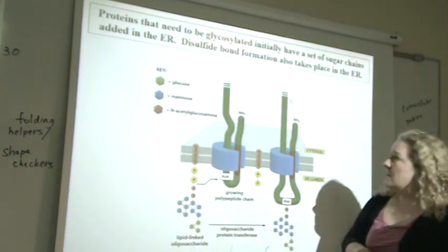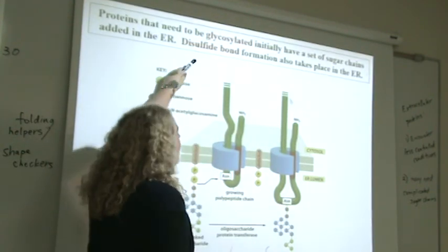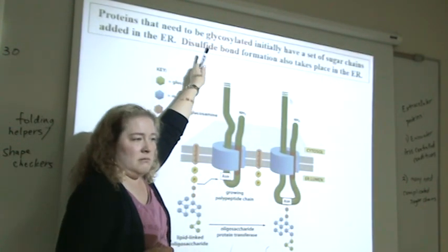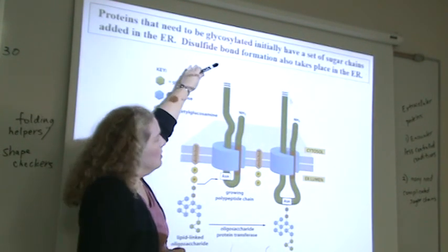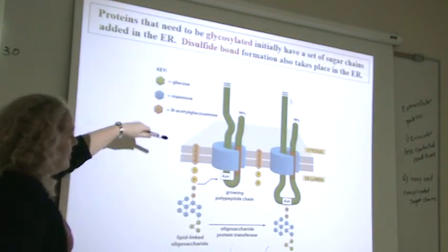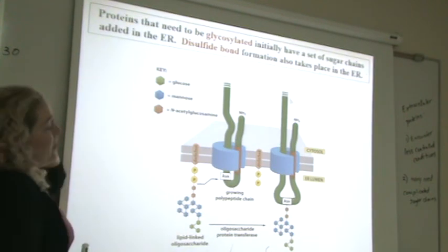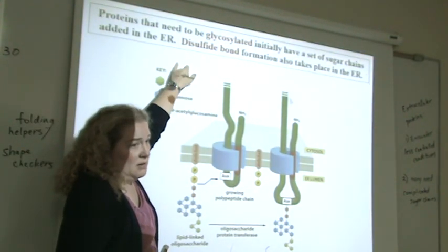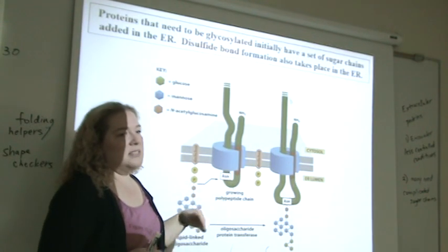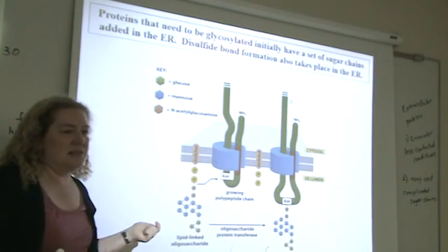If we put sugar chains on, that's called glycosylation. Kind of sounds like glucose. Glycosylation to add sugar chains. And also, if the protein needs disulfide bonds, it's probably because it's going to a compartment that needs disulfide bonds.